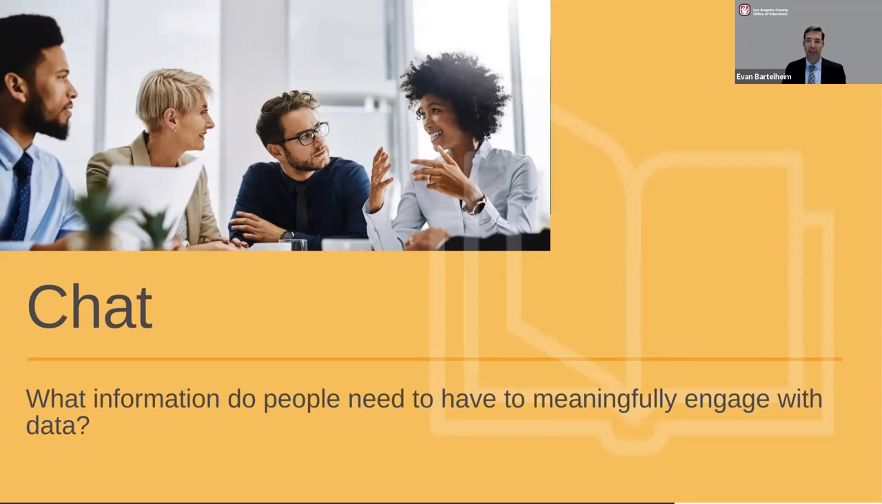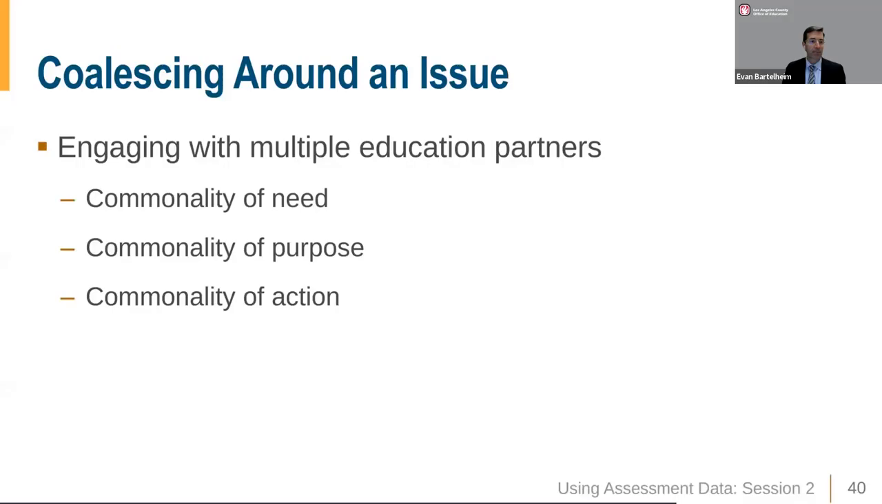And I want to move on to the next slide, just out of the interest of time. But when you're trying to tell your story and you're engaging with your educational partners, they're going to need to coalesce around a particular issue. And I think this is sometimes the challenge. It's like, let's find a specific issue to coalesce around so that we can meaningfully engage with data. That gets back to the why. And it's all for the purpose of enacting change.